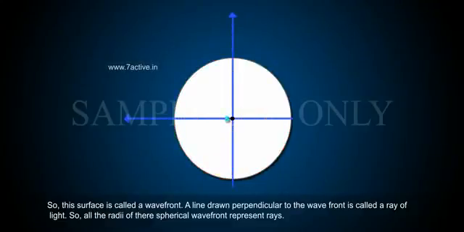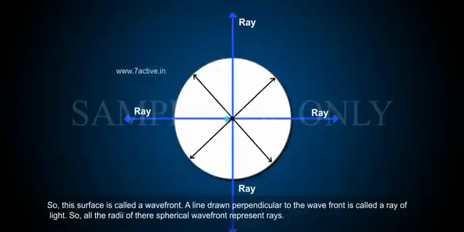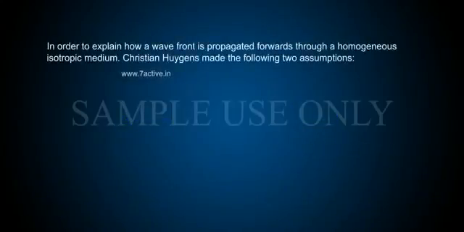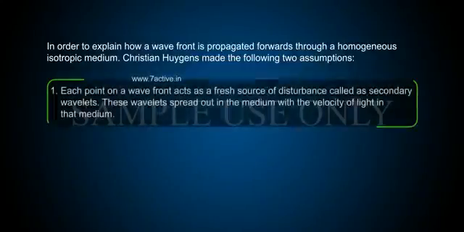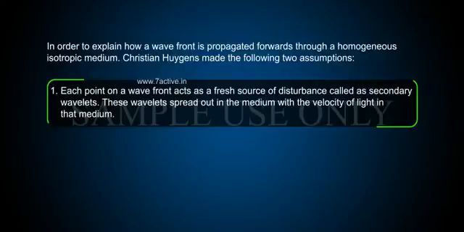A line drawn perpendicular to the wavefront is called a ray of light. So all the radii of the spherical wavefront represent rays. In order to explain how a wavefront is propagated forwards through a homogeneous isotropic medium, Christian Huygens made the following two assumptions. 1. Each point on a wavefront acts as a fresh source of disturbance called secondary wavelets. These wavelets spread out in the medium with the velocity of light in that medium.